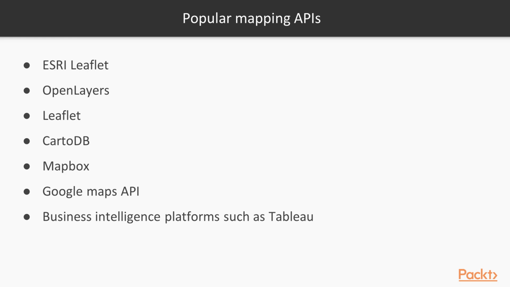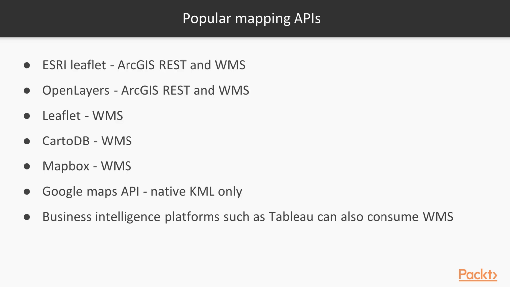So we've got Esri Leaflet, OpenLayers, which are the two that we'll demonstrate after this video, and then the original leaflet.js, CartoDB, Mapbox, Google Maps API. And some of these are probably familiar to many of you. And then we've got some other platforms that are not APIs per se, but they're platforms that can feature or include maps. And this includes Tableau, Oracle Business Intelligence, many other types of business intelligence platforms.